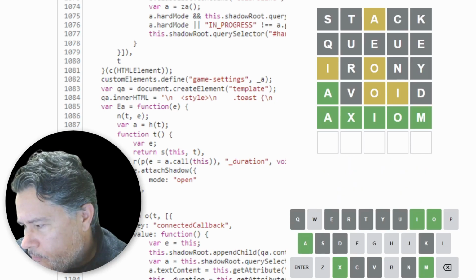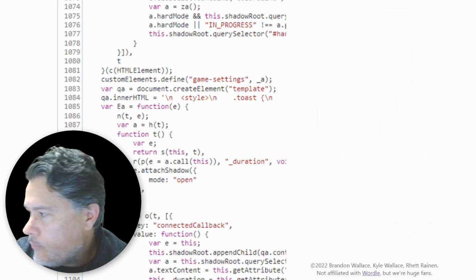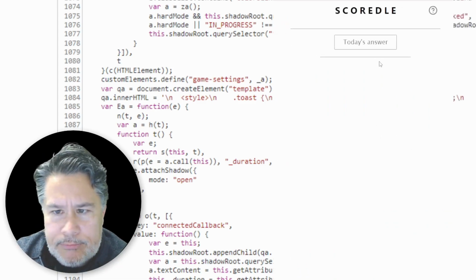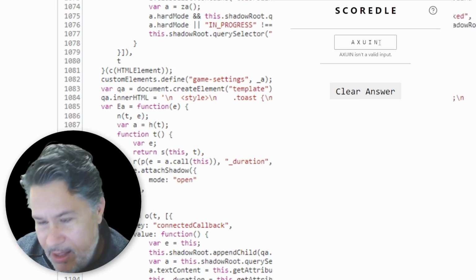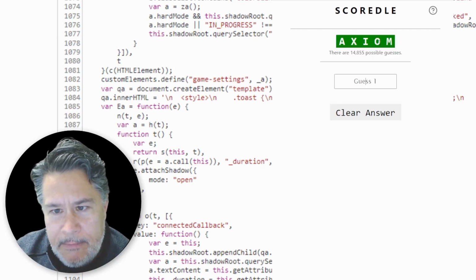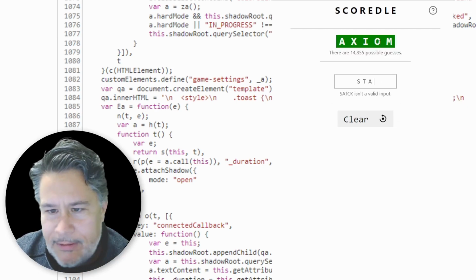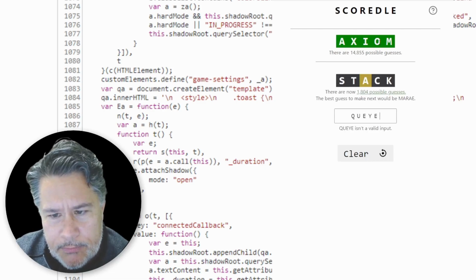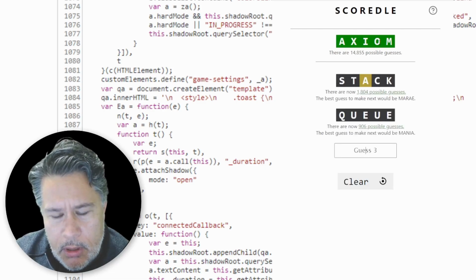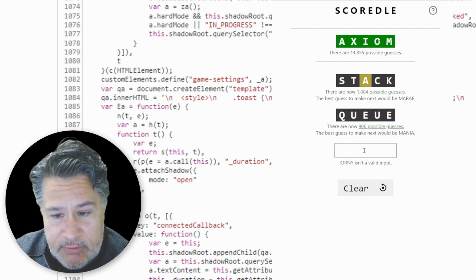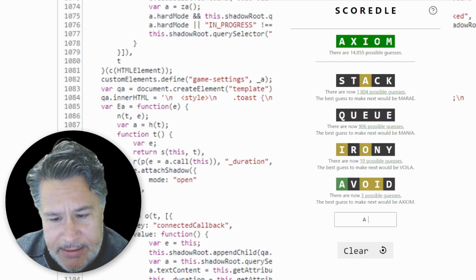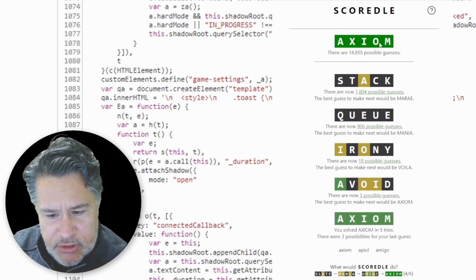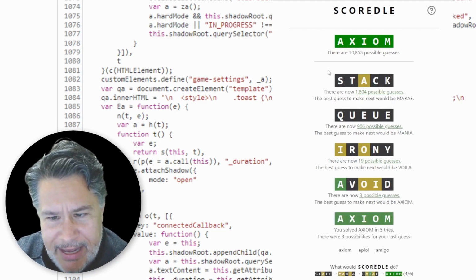Let's see what we got here. All right, axiom. Come on, axiom. Come on, darn it. Stack. Can't even type. Q. Irony, which I thought was a really clever guess. And then avoid was just a bad one. And then, yeah, of course, axiom. Darn it. I'm really upset about that.